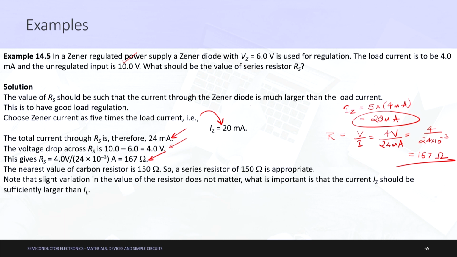The nearest value of the carbon resistor is 150 ohms. So a series resistor of 150 ohms is appropriate. Okay. 167 ohms cannot be obtained directly, so the resistor which you use is basically 150 ohms. Note that a slight variation in the value of the resistor does not matter. What is important is that the current IZ should be sufficiently larger than IL. So that is the thing which matters: the current IZ should be sufficiently larger than the load current, the value which is being supplied there. Okay.